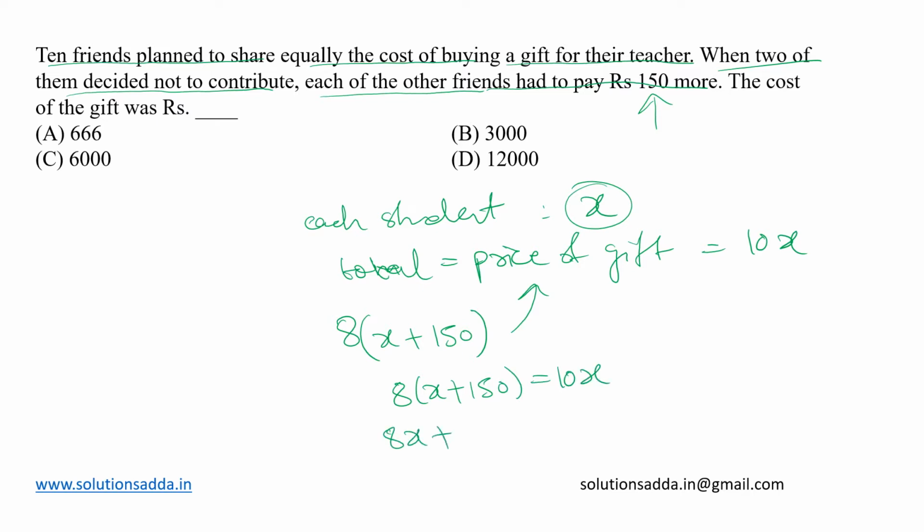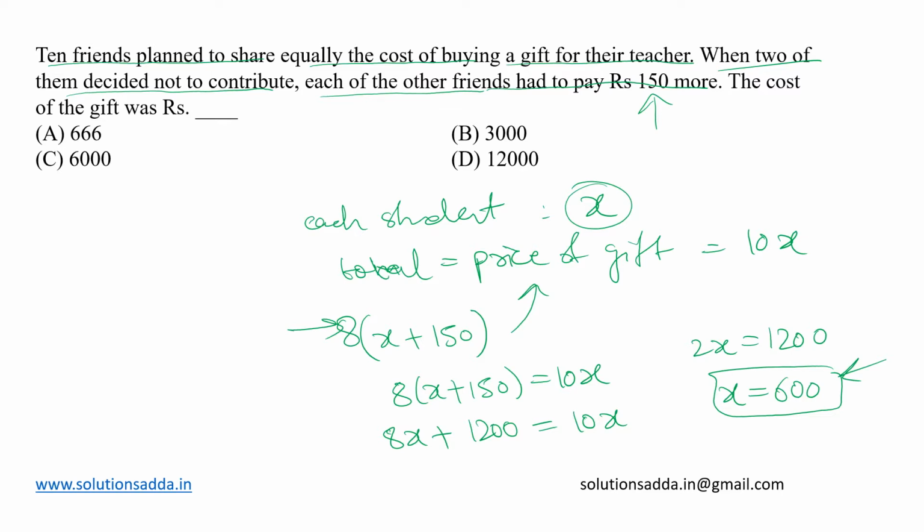8X plus 1200 equal to 10X. So we get 2X equal to 1200. So the value of X is 600, which means earlier when 10 students had decided to contribute, each of them had to pay rupees 600. But now since only 8 people are contributing, each of them will pay 600 plus 150, which is 750 rupees. They are asking us the cost of the gift was rupees how much.